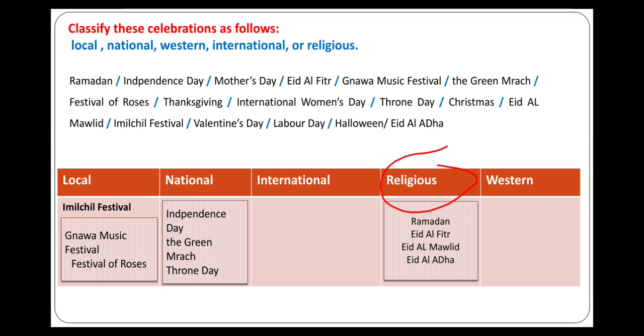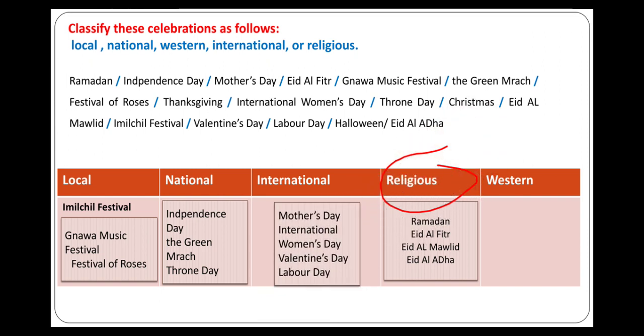So when people from all over the world come and visit that festival, okay, but it is a local one in Morocco. Festival of Roses is also a local celebration. Now, international celebrations are Mother's Day, International Women's Day, Valentine's Day, and Labor Day. For Western celebrations, we have Thanksgiving, Christmas, and Halloween. So these are some different types of celebrations.